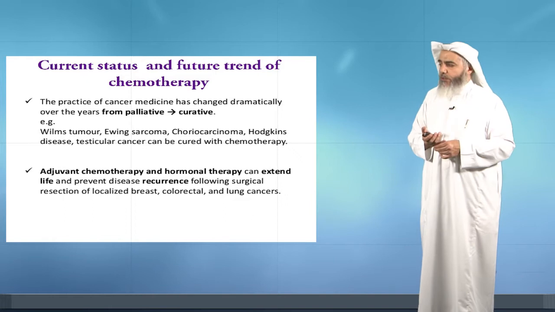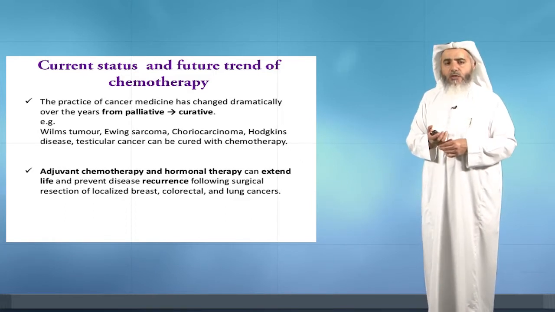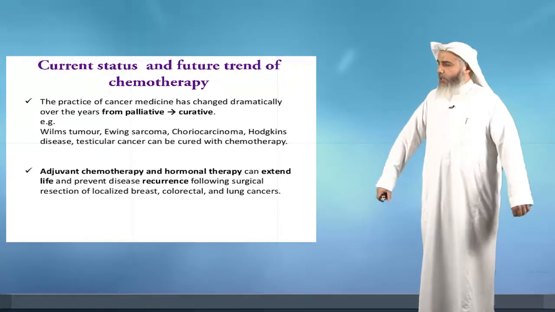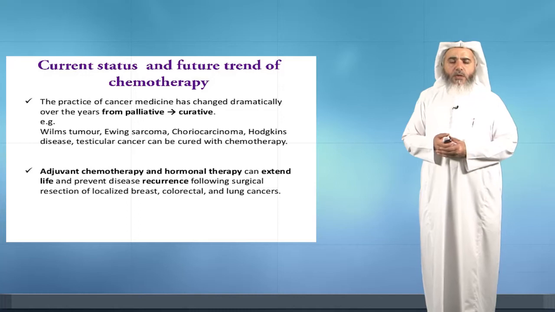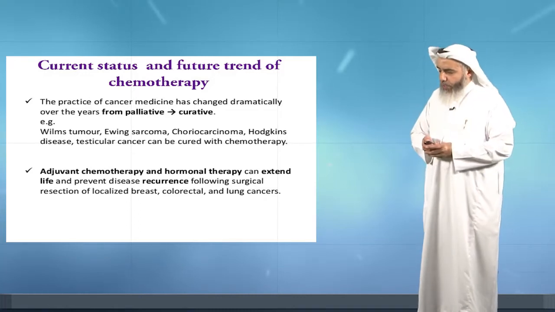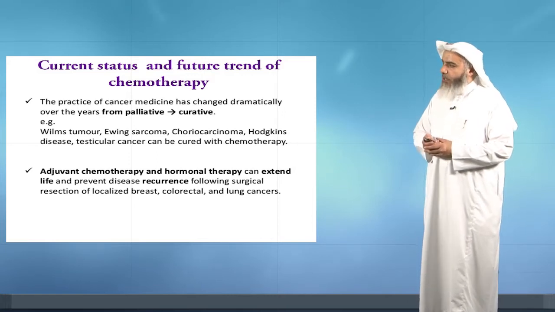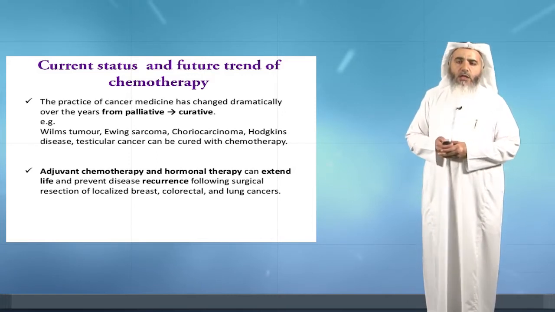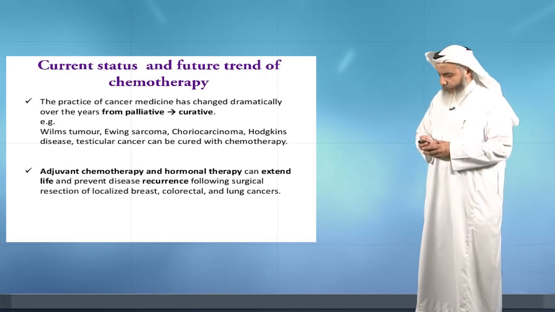And chemotherapy is used as an addition to other treatments like surgery, radiation, or hormone therapy to extend patient survival and reduce the chance of local recurrence. Common examples are breast cancer, colon cancer, and lung cancers.